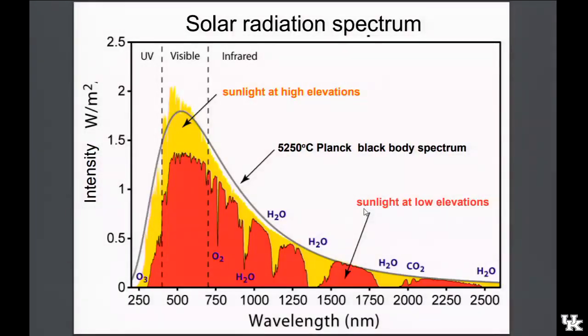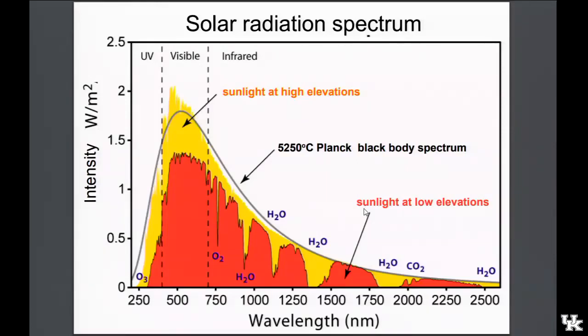This slide shows, we talked about the color of the light from the lamp and how the color changed from red through orange, through yellow, through white. This is the spectrum of solar radiation. This is the spectrum of black body radiation, the spectrum of light from the sun.